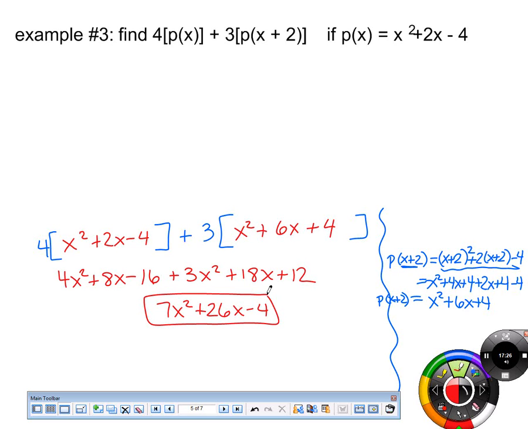Okay, so you have 7x squared plus 26x minus 4 when you finish simplifying. And yes, you could set it equal to what you had originally, or if I make it this complicated, you guys can just leave it like this. But if it's something as simple as like f of something, write that name usually.